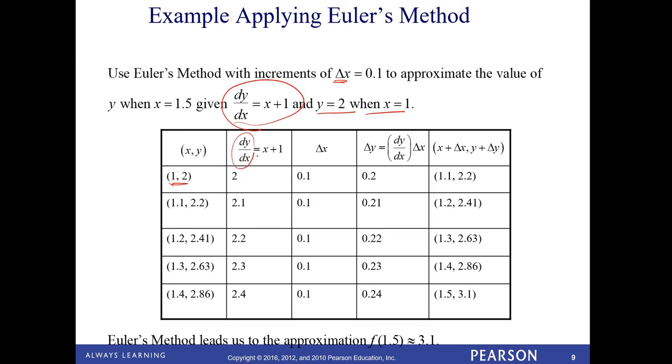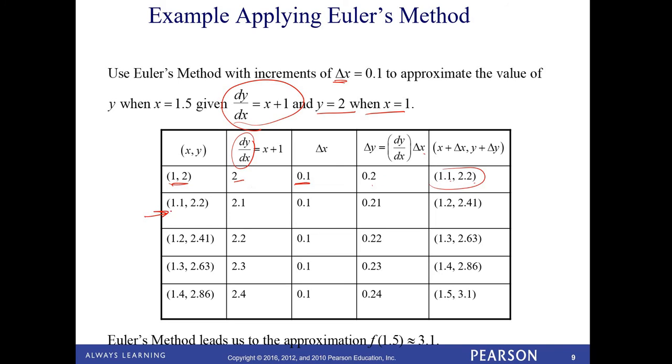At that point, dy/dx equals x plus 1, or 2. Plugging this value into this. We know that our delta x is 0.1, and that's going to be a constant all the way through, because that's a given. So delta y now is dy/dx times delta x. If I multiply these two together, I get my change in y. So my change in x is 0.1. I add that to my initial condition. My change in y is 0.2. That's my new ordered pair.